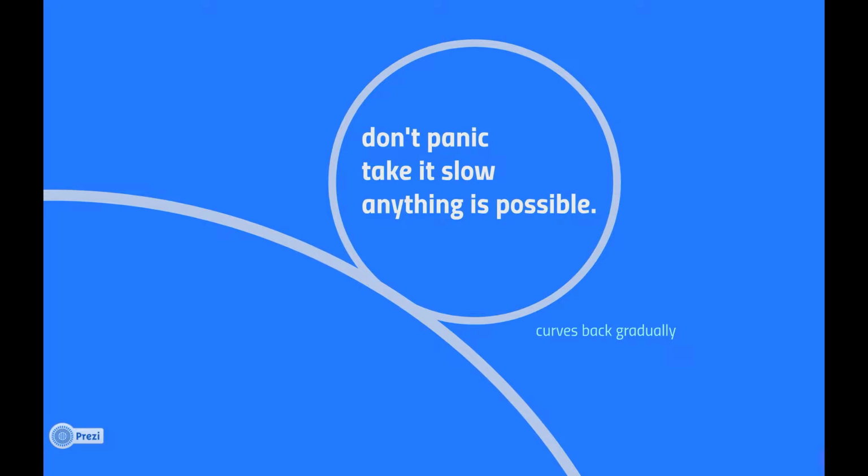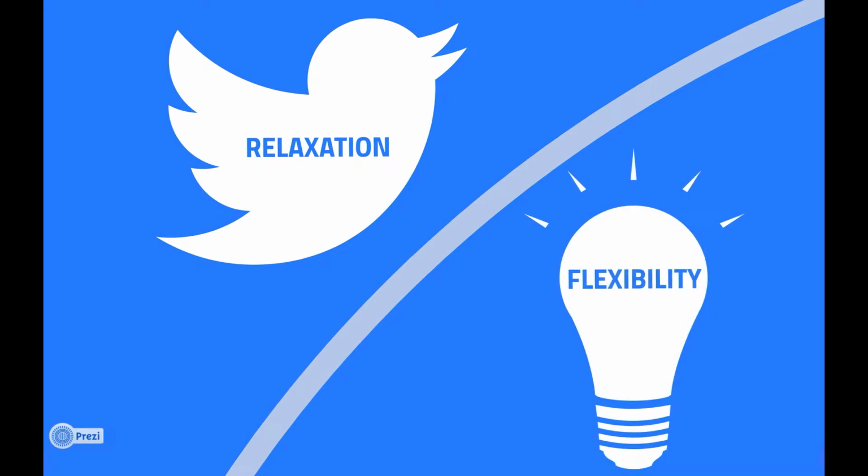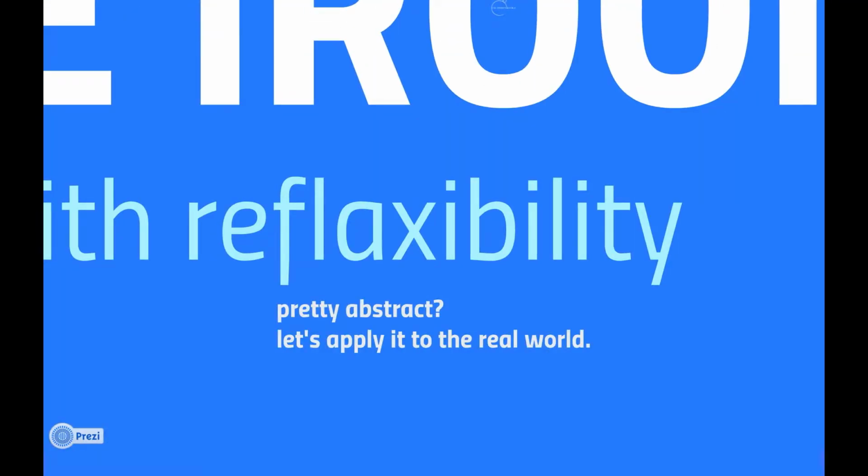You don't need to be panicked about completing the shape, just take it slow. We want this kind of relaxation while drawing the circle, together with flexibility of the circle itself. And this is how the theme Reflexibility came up. That's pretty much the abstract concept behind the iRoom project. Now let us apply this to the real world.